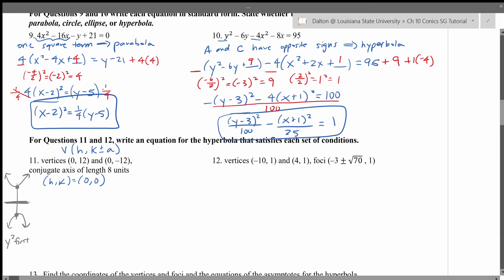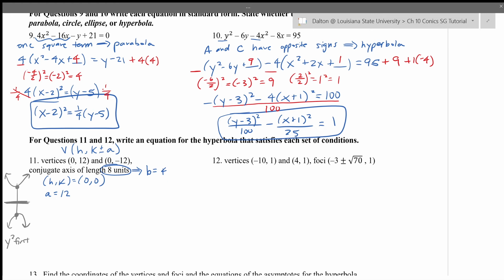Okay, it's also telling us that on our main axis, so the main axis is the distance between those vertices, that a, well, it's half the distance, I should say, that a should equal 12, because the total length is 24. So a is half of that length. And then it says that the conjugate axis is 8 units long. That's the smaller one, or not the main one, I'll say, which implies that b will equal 4.